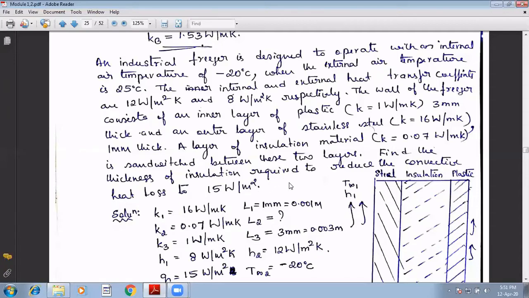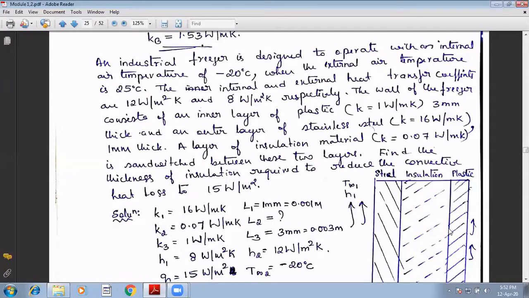So if we understand the problem, this is the inner material with the K 1 watt per meter Kelvin. This is the insulation, this is the outer material. Now, this is a freezer, which means the temperature at this point is much lower compared to here. Heat will be flowing from this point to this point, and these act as a resistance.